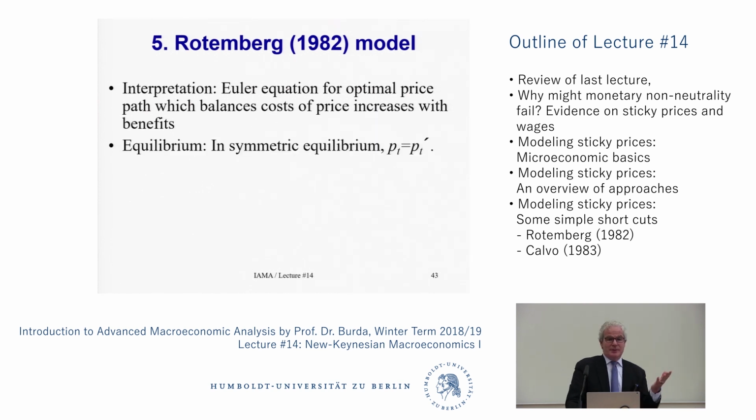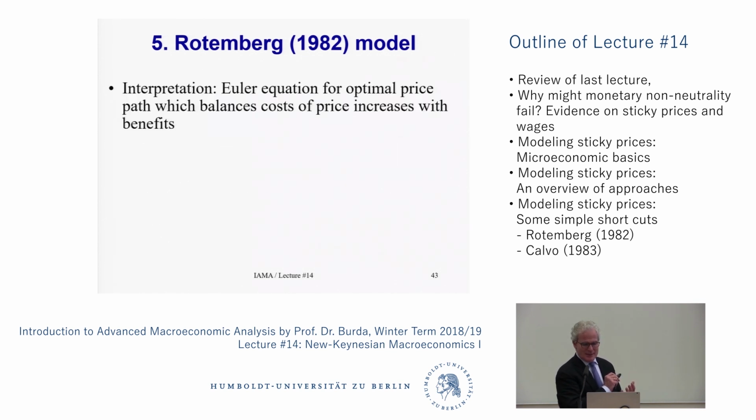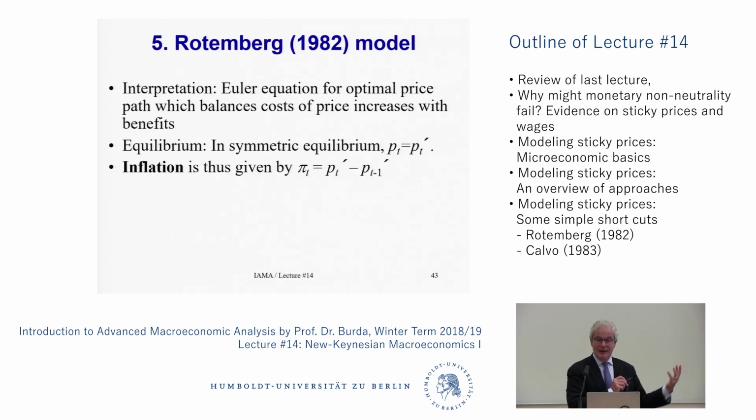Okay, so now we have to just move to an equilibrium concept. Everyone is doing the same thing. Everyone is charging prices according to this Euler equation, okay? So if everyone's doing it, then P and P prime have to be equal. That means we can actually simplify the heck out of this thing. In a symmetric equilibrium, PT equals P prime T for all T. Even if I'm not there yet, I know this is the equilibrium condition in the future. Okay, so inflation is simply the change in P prime.